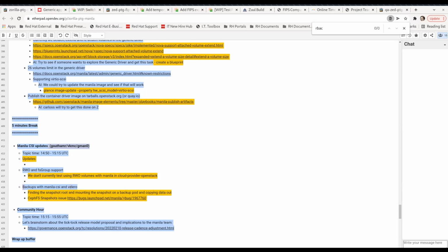So all of this heavy lifting has already been done in an external component, and the only thing that Manila CSI needs to do is get the export location of the share, get the snapshot ID, send this information to CephFS CSI, and that's it basically.